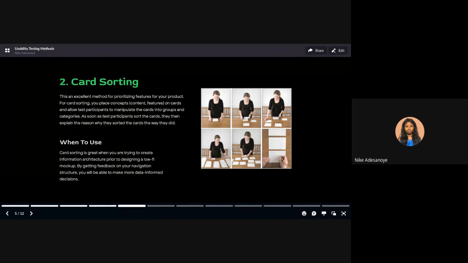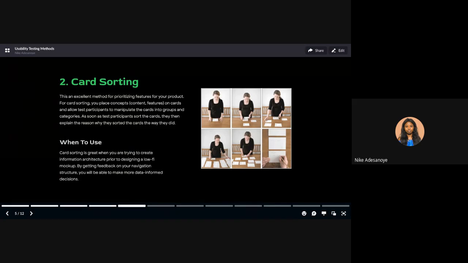And after they are done arranging it the way they want it to look, you then ask them, okay, why do you want it to look this way? So they are not just doing it and then leaving. They need to give reasons why they arranged it the way they did, right? And so, when do we use card sorting?